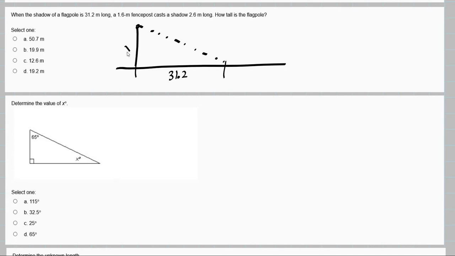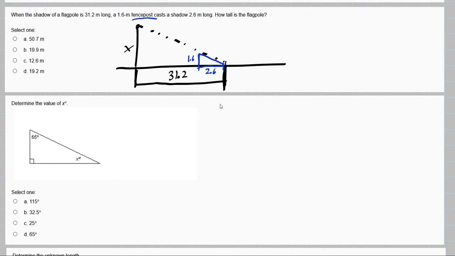And the flagpole, we don't know how tall it is. That's the question. How tall is the flagpole? But it says that at the same time, a fence post. And I'm going to assume here the fence is shorter than the flagpole, just because that's how things normally go. I'll draw the fence post in blue. So the fence post is here. Here's a fence. And it's making a shadow that is 2.6 meters long. And the fence post is 1.6 meters tall. Just to be clear, this 31.2 is from here all the way to here, the full length of the shadow. And the 2.6 is from here just to here, so the full length of the fence shadow.